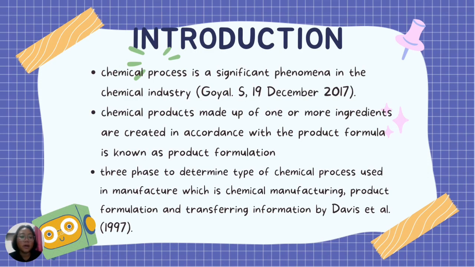For the first part, I will present the introduction to our topic. Chemical process is a significant phenomenon in the chemical industry, for example, the manufacturing industry, silver industry, and agricultural industry. Chemical products are made up of one or more ingredients that are created in accordance with a product formula, which is known as product formulations. To determine the chemical process used in manufacture, we have three phases.